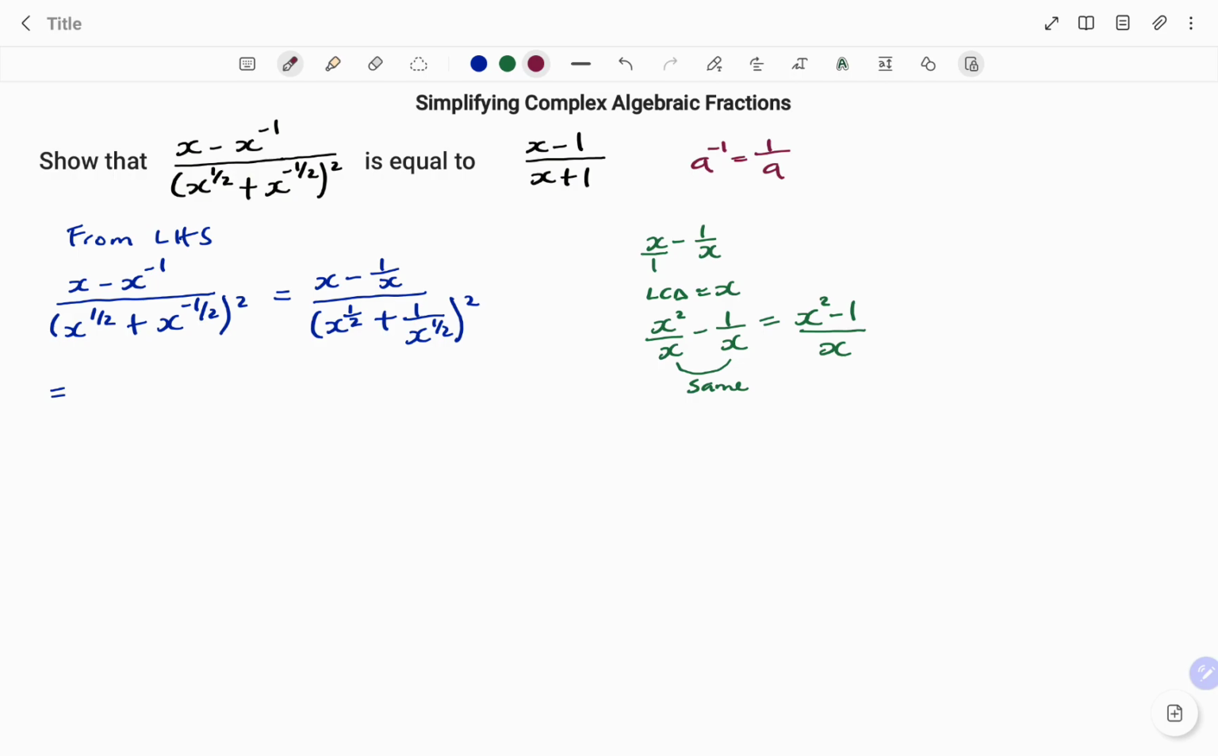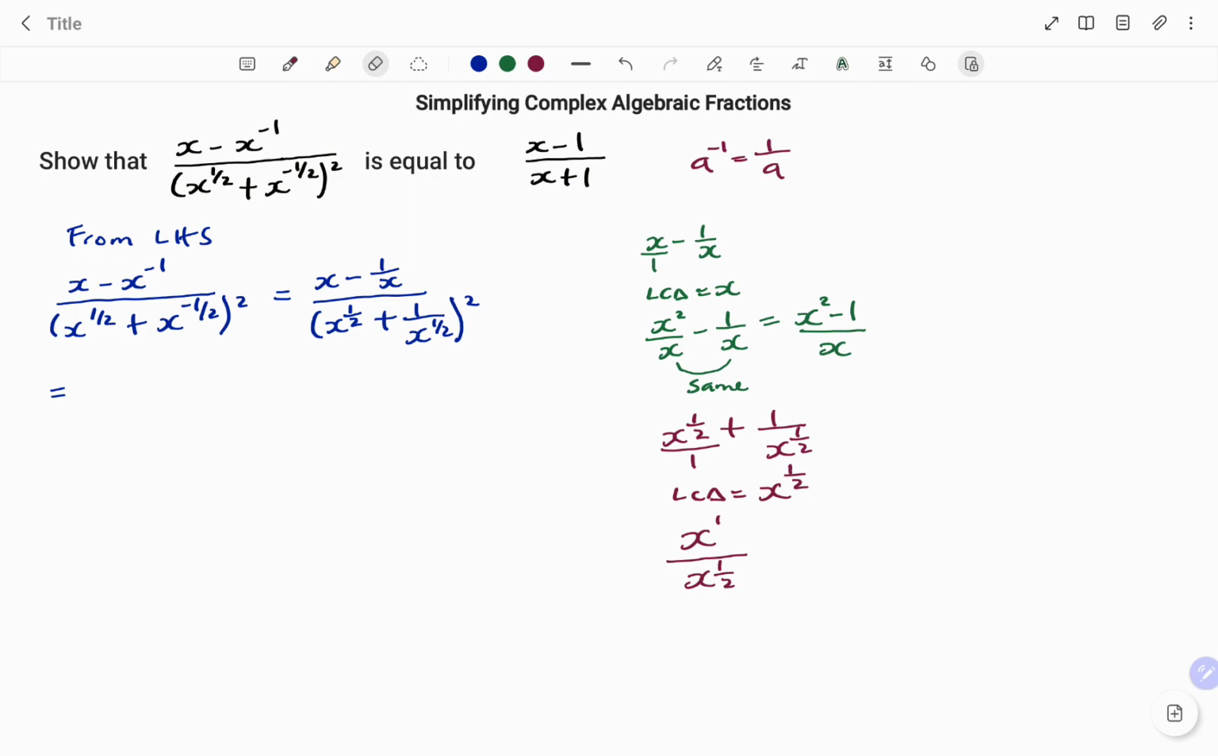I have for my denominator x to the power of 1 over 2 plus 1 over x to the power of 1 over 2. To make the denominators the same, my LCD, or lowest common denominator, remember this x to the power of 1 over 2 is over 1, is x to the power of 1 over 2. So multiplying the numerator and the denominator by x to the power of 1 over 2, I'm going to have x to the power of 1 over 2 times x to the power of 1 over 2 over x to the power of 1 over 2.